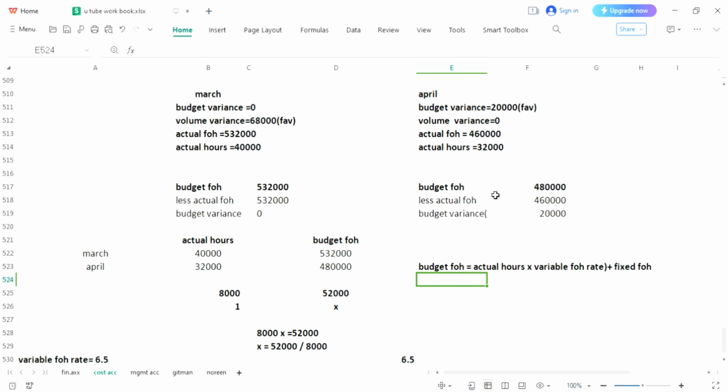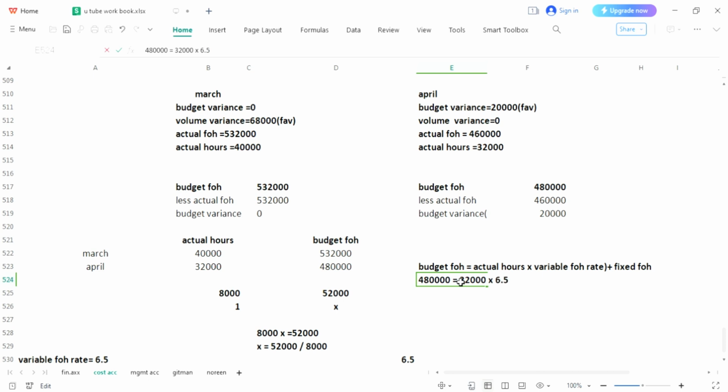We are using the month of April. The month of April budget FH was calculated as 4,80,000, so you can put 4,80,000 over here. Then is equal to, and we have actual hours. Actual hours mentioned over here are 32,000. Everything was given in the book. Please follow this formula: actual hours multiplied by variable FH rate. This rate has been calculated over here, 6.5 variable FH rate. So we will be putting 6.5 over here.